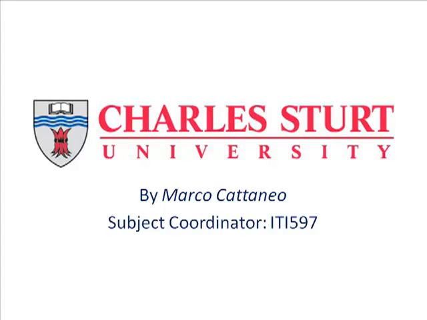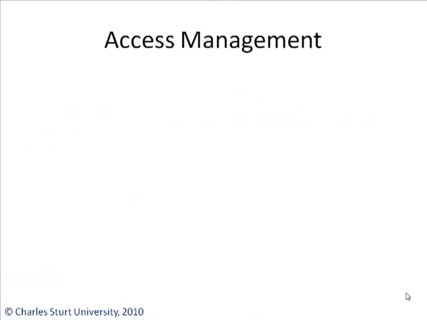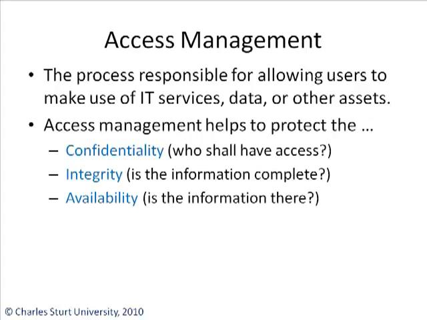In today's topic we're going to take a closer look at some of the objectives for the process access management. So, access management's objectives. Access management is the process responsible for allowing users to make use of IT services, IT systems, data, and any other IT infrastructure related assets. For example, access to the computer room.